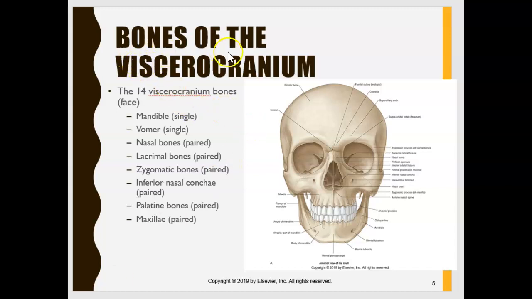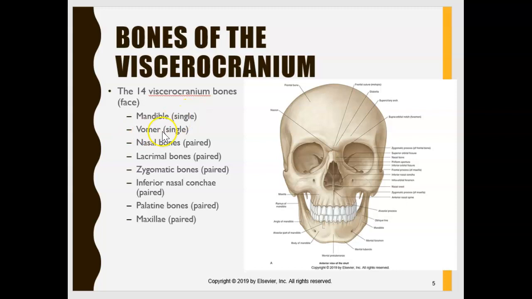Now let's look at the bones of the visceral cranium. The visceral cranium refers to this part over here, the base. So we're looking at the bones that make up the base. Before, we looked at the bones that make up the neurocranium, or the bones surrounding the brain. Now we're looking at the bones surrounding the base. There are 14 of them.